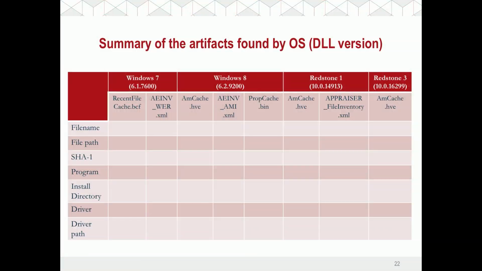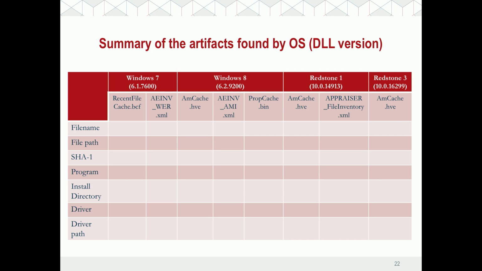If you're kind of lost, don't worry, I have this table for you. This is a summary of every file we're going to want to look at, and then we have information that we, as forensic investigators, are interested in. So we have file name, file path, and SHA-1. Those relate to the binary that was executed.